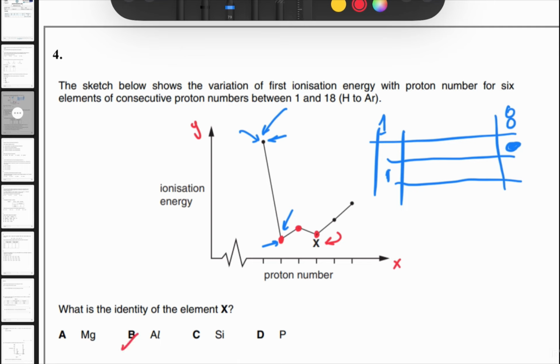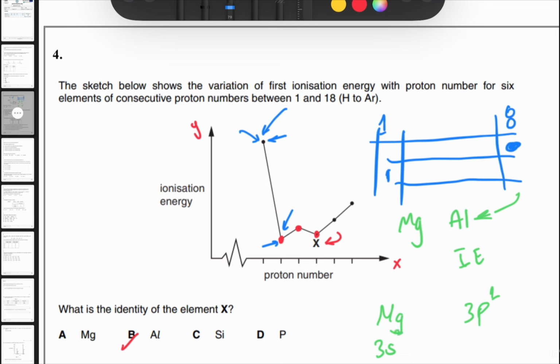aluminum. And there is another confirmation for this suggestion, in which aluminum has a lower ionization energy with respect to magnesium. And we just studied the reason behind it. If we want to remove an electron from aluminum, we are removing it from the 3p orbital. But if we remove an electron in magnesium, we are removing it from the 3s orbital.